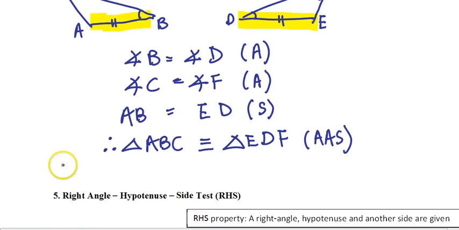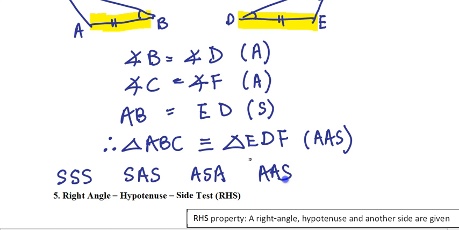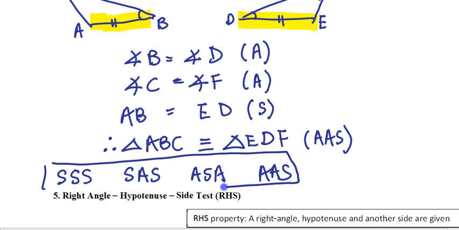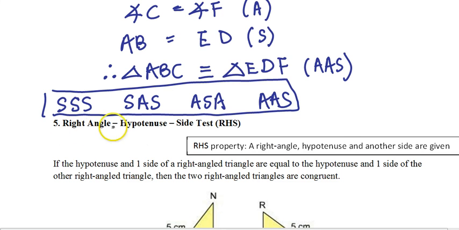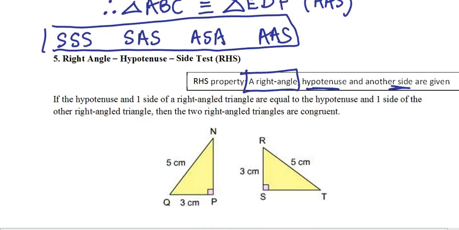Alright, so far we've learned triple S, we have learned SAS, we have learned ASA, and we have learned AAS. These are the 4 ways to prove congruency. And the last and final way, that looks a little bit different, is what we call the right angle hypotenuse side test. And this happens when you have a right angle triangle and one hypotenuse and a side given. That's what it shows in the name, RHS.